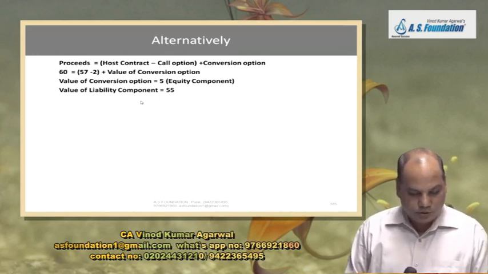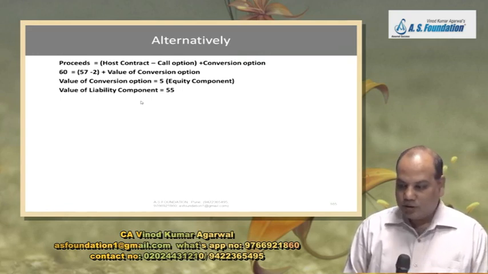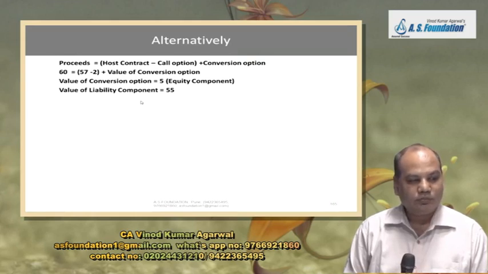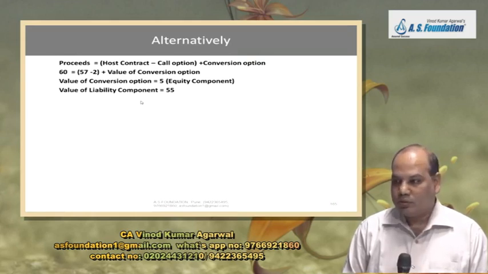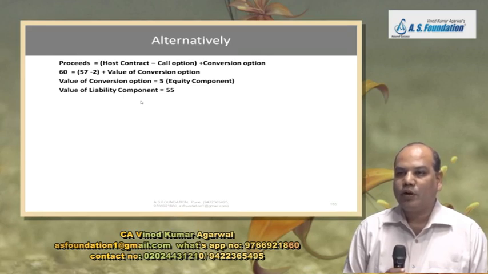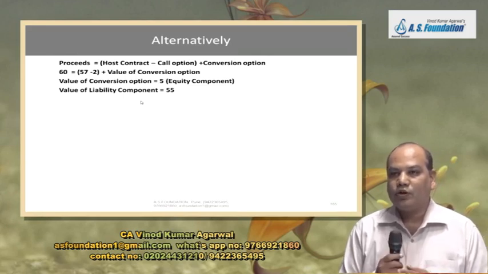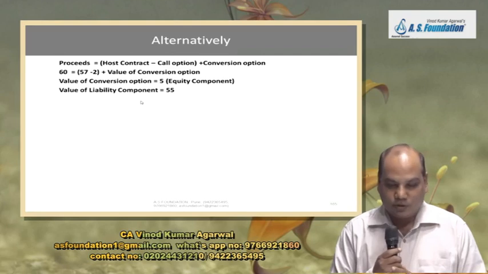Okay, now this is a compound instrument. Para 27 now, for those who have done it: what are the journal entries you will pass on conversion of a compound instrument?